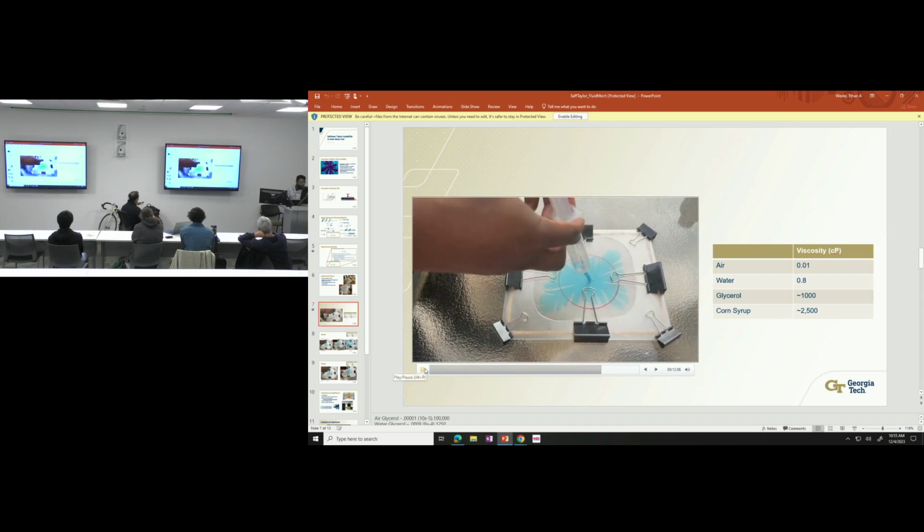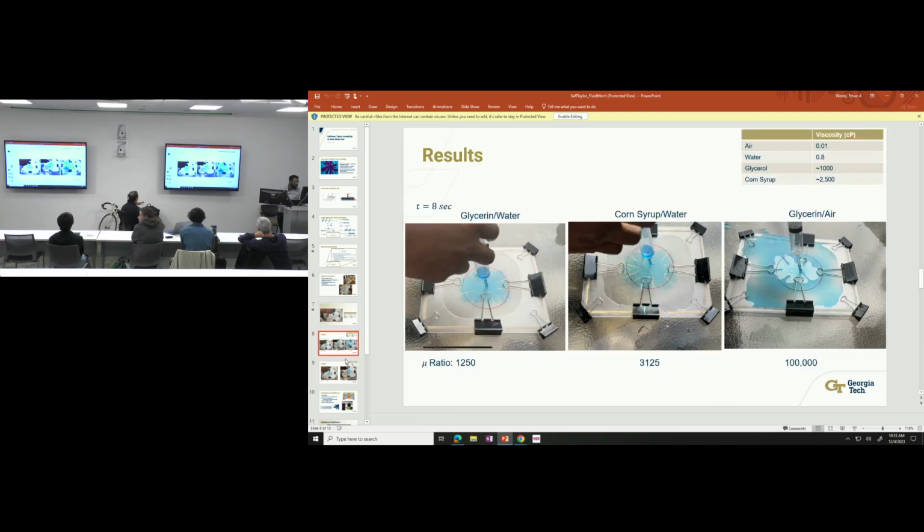That's the corn syrup, the transparent stuff. I did both glycerol and corn syrup; the earlier demonstration was glycerol, and this demonstration was corn syrup. So I looked at glycerin with water, corn syrup with water, and then I also tried glycerin with air, but I had some struggles with that one.